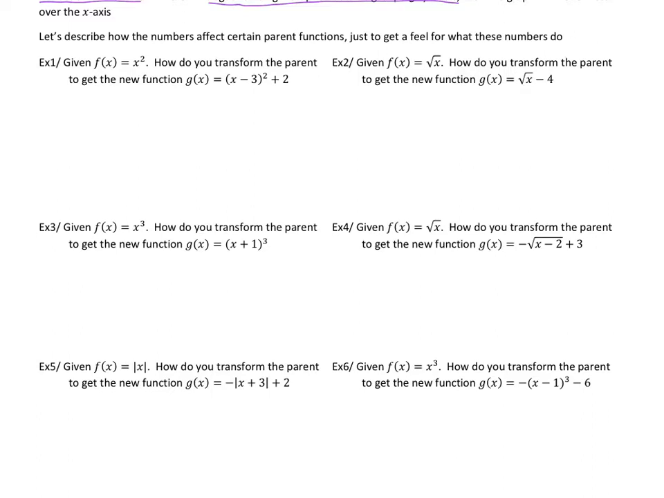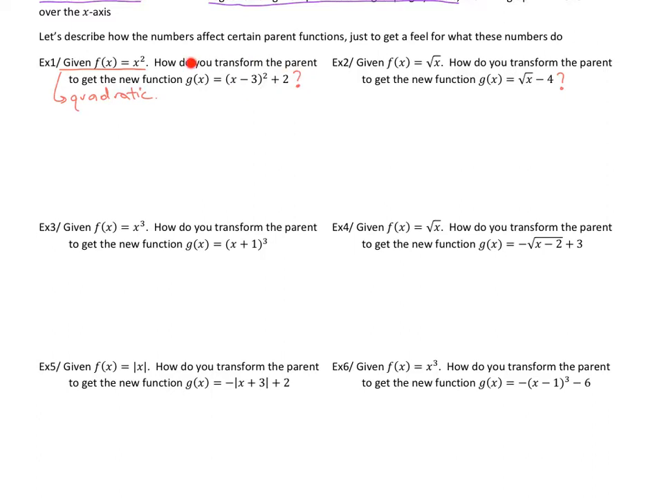So in example 1, it says you have this as the parent function. It'll be good to note that that is the quadratic parent function, x squared. So the question becomes, how do you transform the parent to get the new function? And that should be a question mark. All of these should have question marks. So how do you transform the parent function to get this?